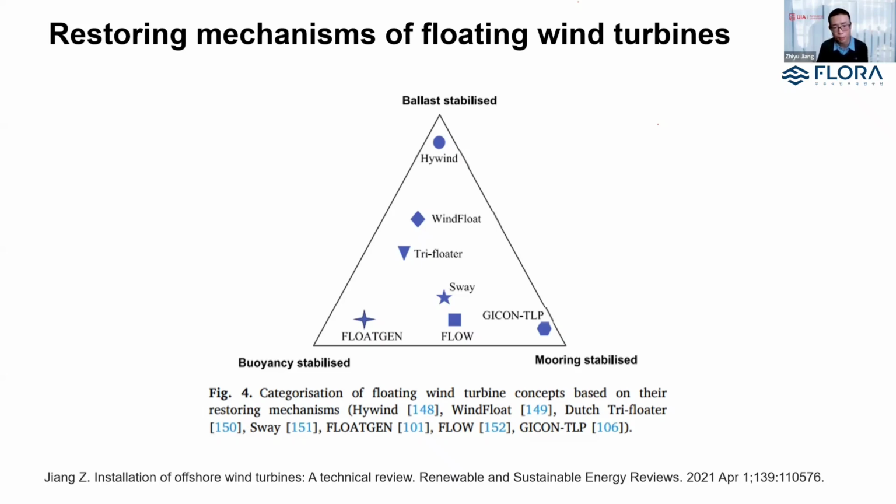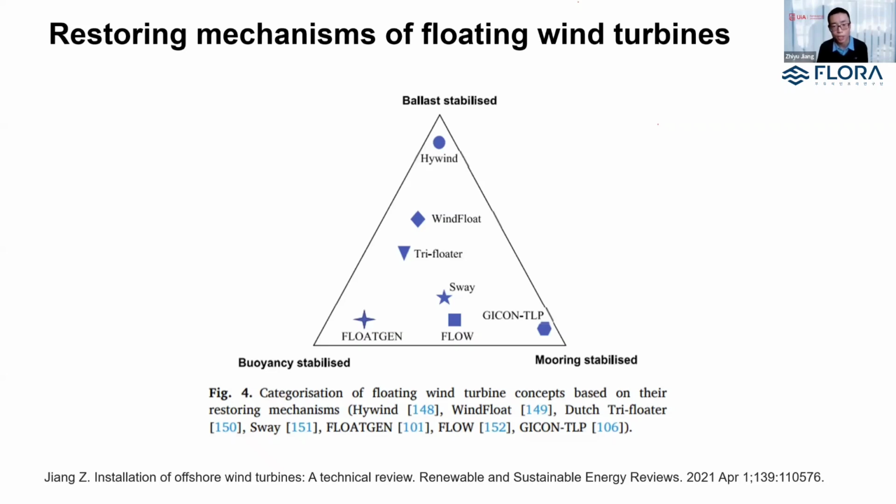Buoyancy stabilized. This applies to most of the barge type or semi-submersible type floating wind turbines. They have a certain water plane area to provide sufficient static restoring forces when there's a tilt or disturbance for the platform. While tension leg platforms, they have very large mooring tension, right? A large pretension is usually applied, and that's why we call them mooring stabilized.